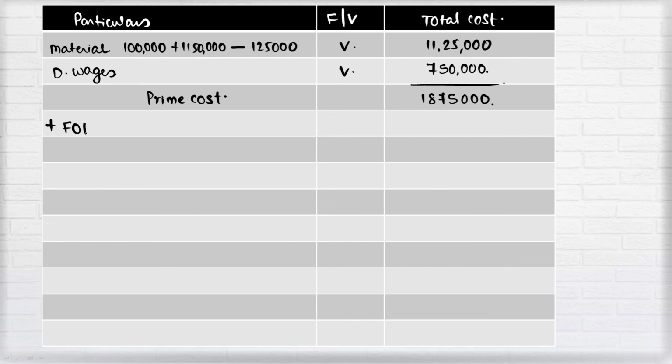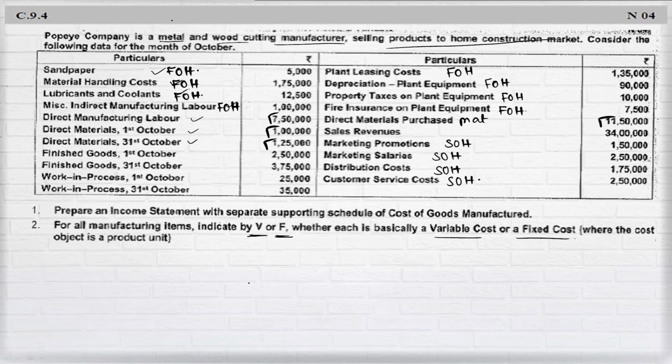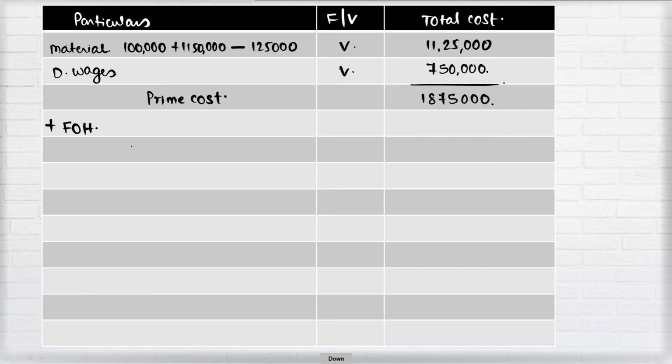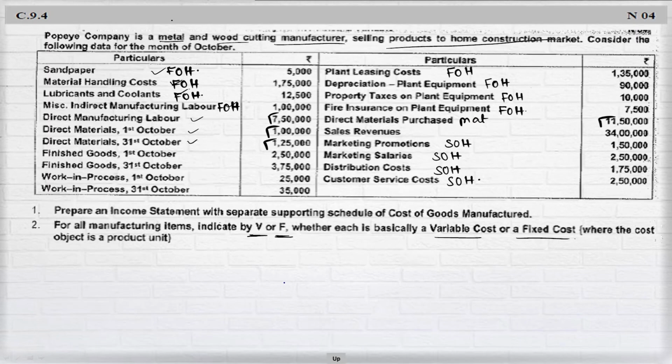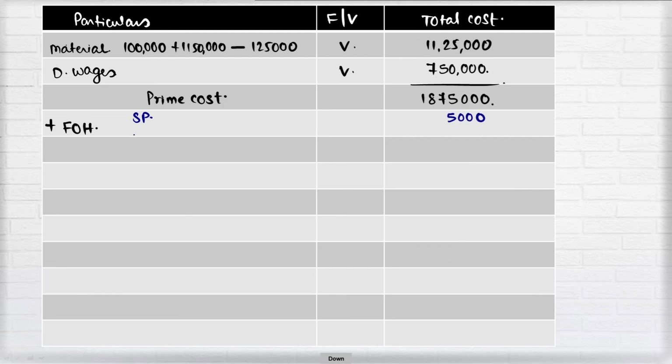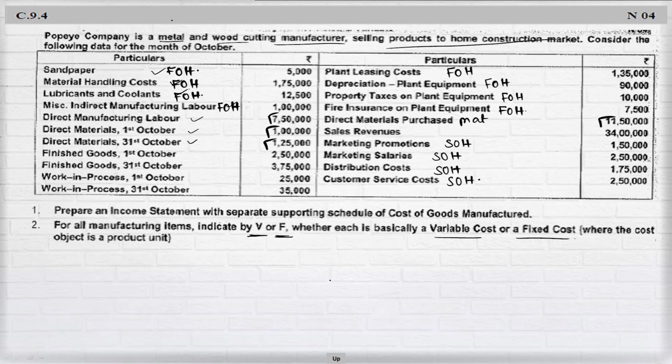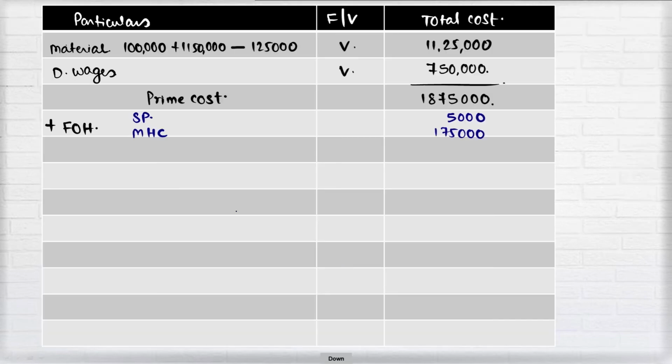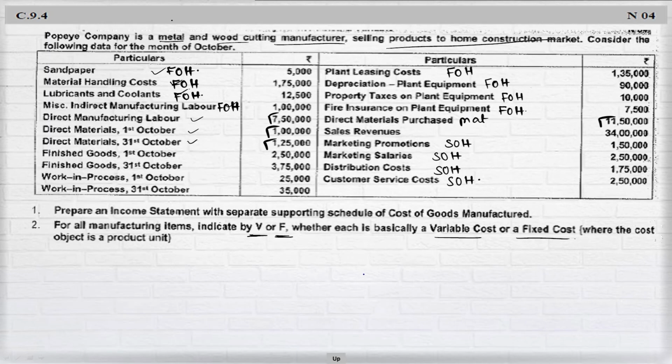Plus factory overhead. So I will have to just copy it down wherever I have written factory overhead, 1, 2, 3, 4, 5, 6 and 7. Sandpaper 5,000. Material handling cost 1,75,000. Lubricants and coolants 12,500. Miscellaneous indirect manufacturing labor 1 lakh.